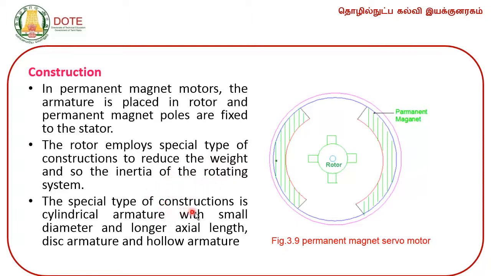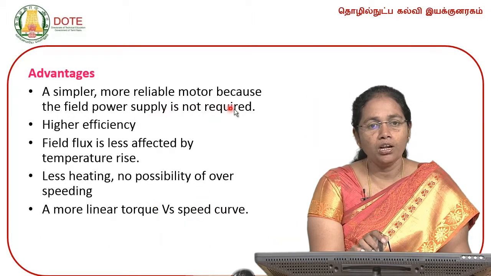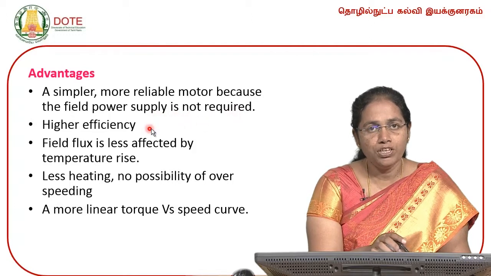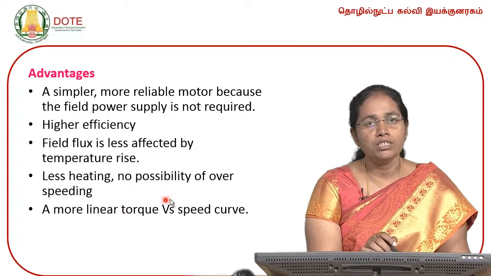The rotor employs special types of construction to reduce the weight and so the inertia of the rotating system. The special types of construction are a cylindrical armature with a small diameter and longer axial length, a disc armature, and a hollow armature. Advantages: a simpler, more reliable motor because a field power supply is not required, higher efficiency, field flux less affected by temperature rise, less heating and no possibility of overspeeding, and a more linear torque versus speed curve.